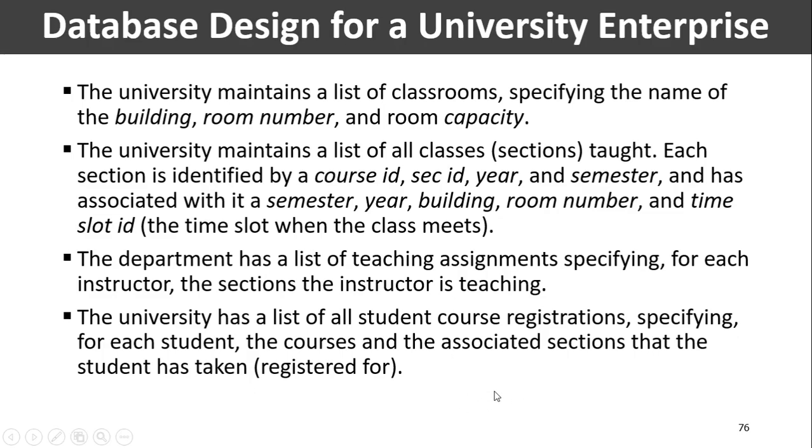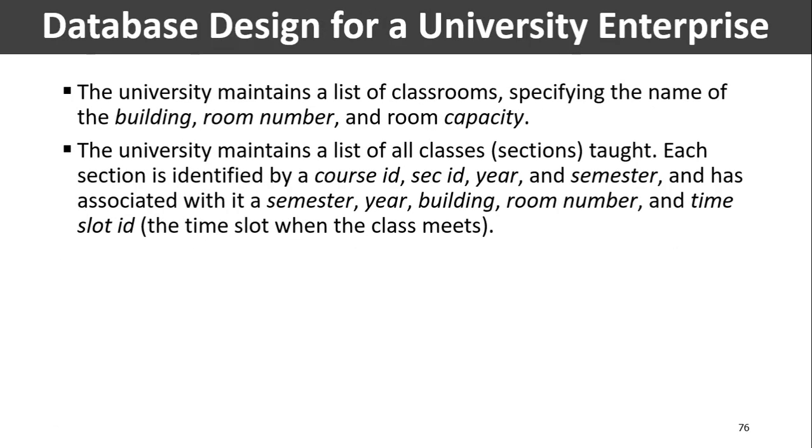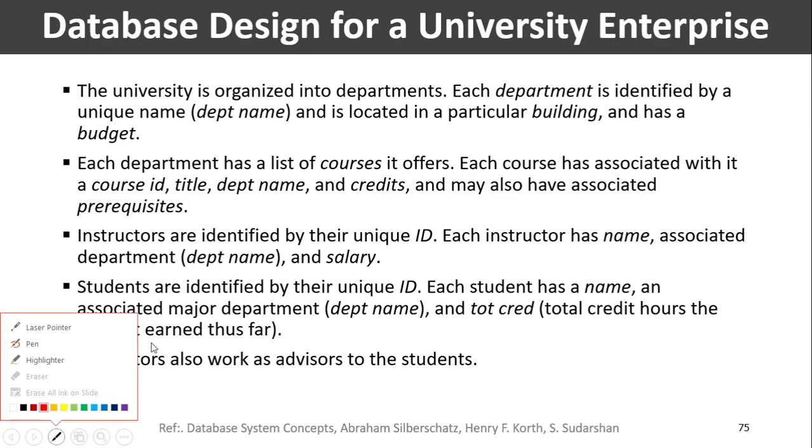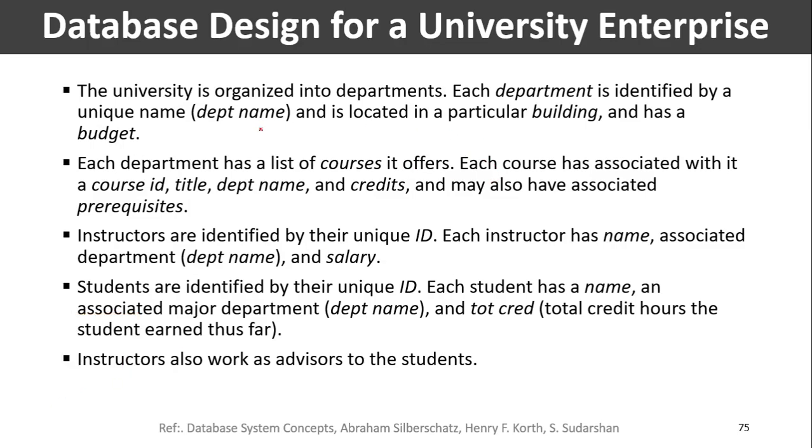So this is our problem statement. Now we need to carefully read this problem statement, right? While reading the problem statement, we may go on collecting information like what would be the probable entity sets and what would be the probable relationships. So once again, if we look at this problem statement, the first statement says that the university is organized into departments and each department is identified by a unique name. It is located in a particular building and has a budget.